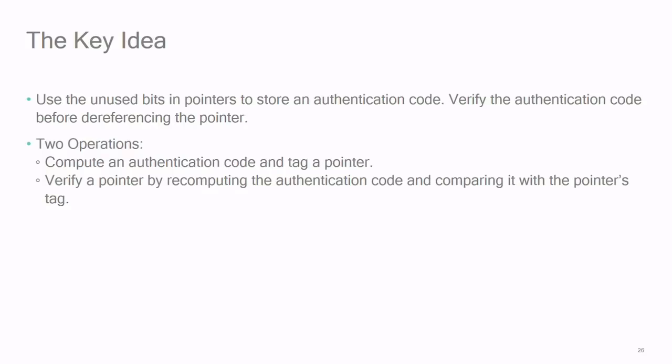In this way, we can guarantee its integrity. And for this, we need 2 operations. The first will compute the authentication code and tag a pointer with it. And the second one will recompute the authentication code and compare it with the value stored in the pointer.